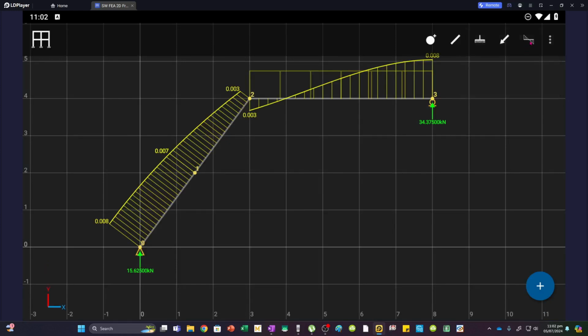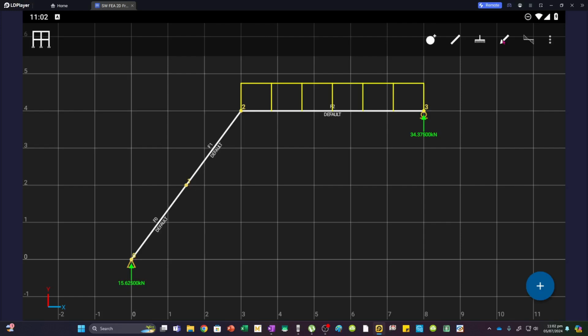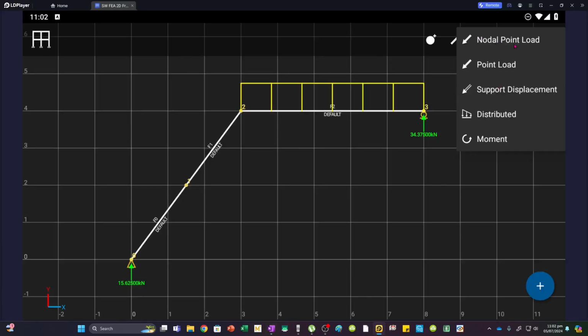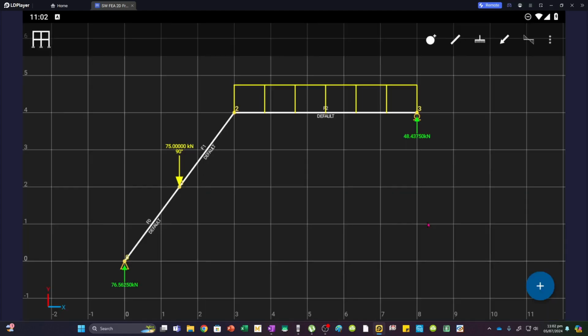Now, let me just remove the results. And then at this node, we have 75k and acting downward. So let's apply a nodal point load right here. And then by default, all loads are acting downward. So we have here 75 kN. Now, we still have to modify the section properties.